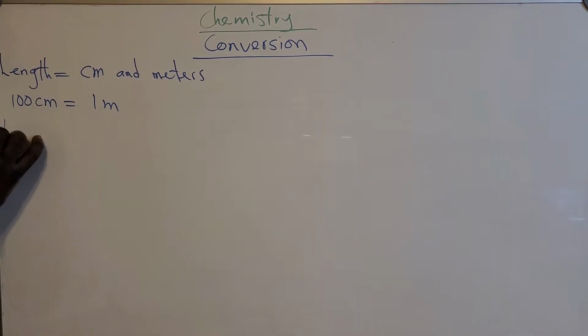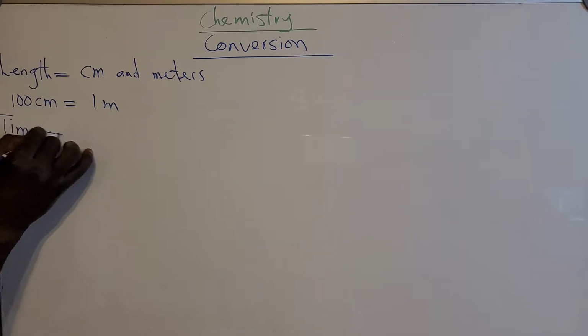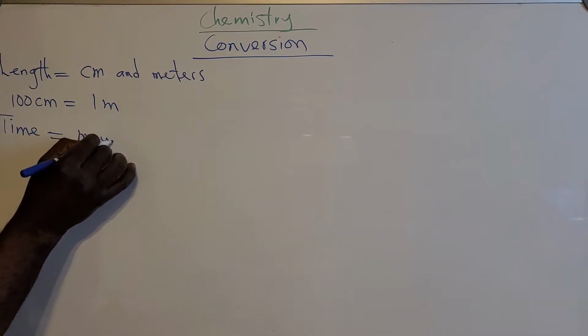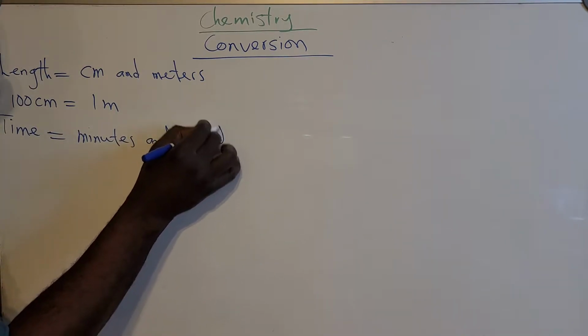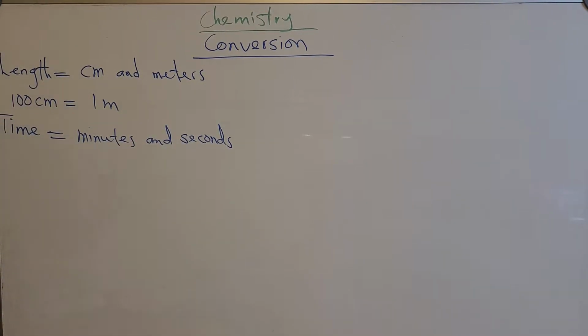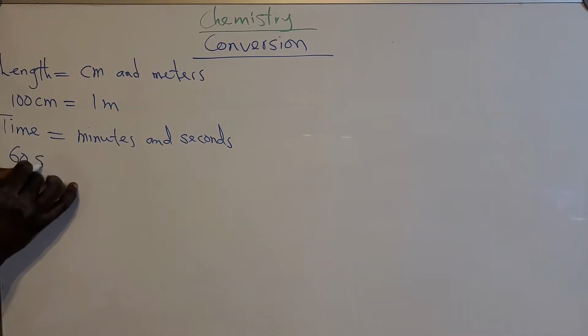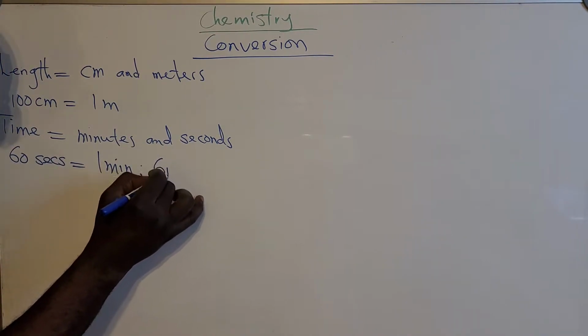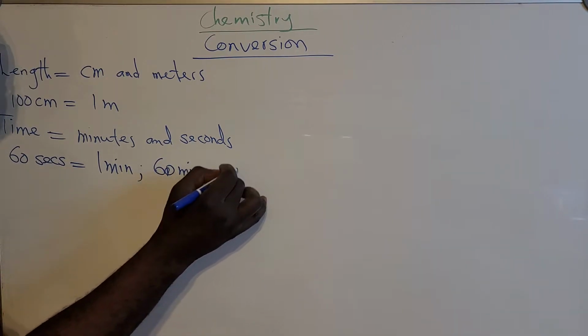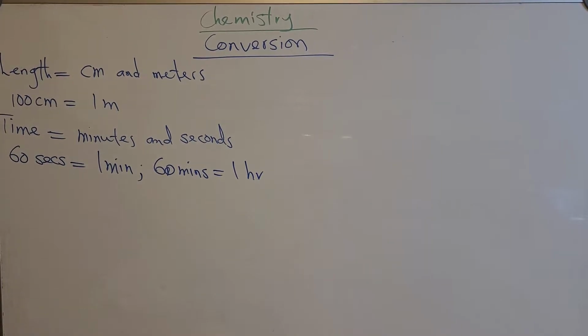Another one that we talked about is time, okay? Time in chemistry, we usually use minutes and seconds. We don't usually use hours when talking about time. Seconds is usually the most preferred, but we use minutes in some cases also. And we know that 60 seconds is equal to 1 minute. And we also know that 60 minutes is equal to 1 hour, okay? We know that.